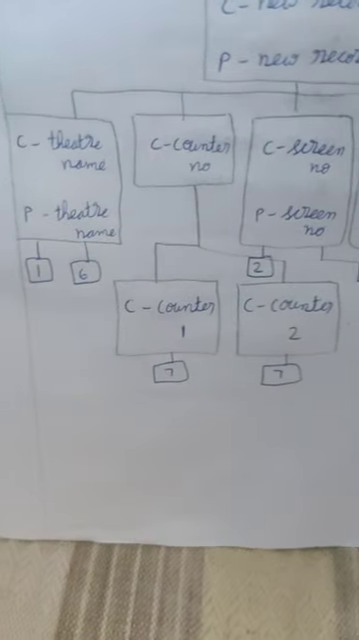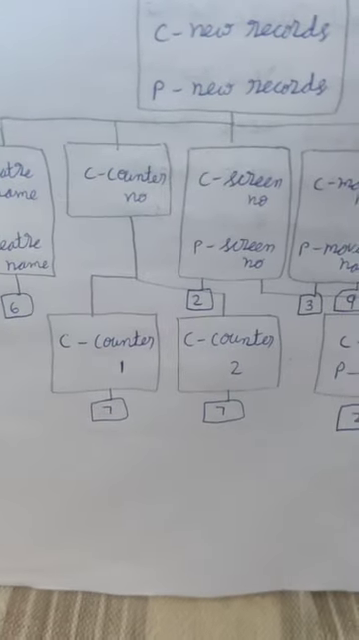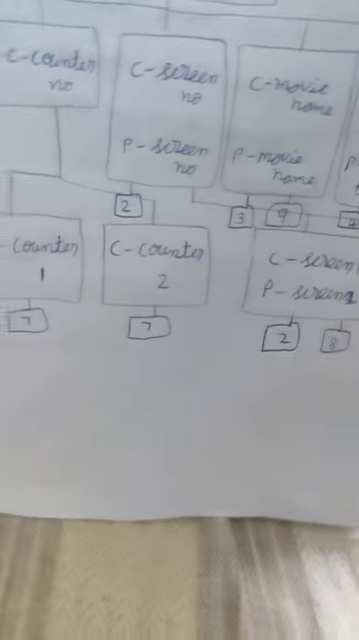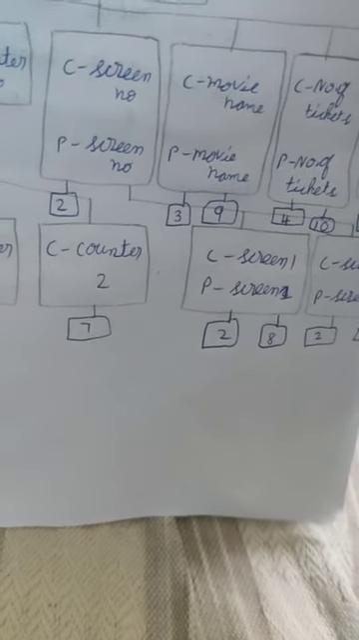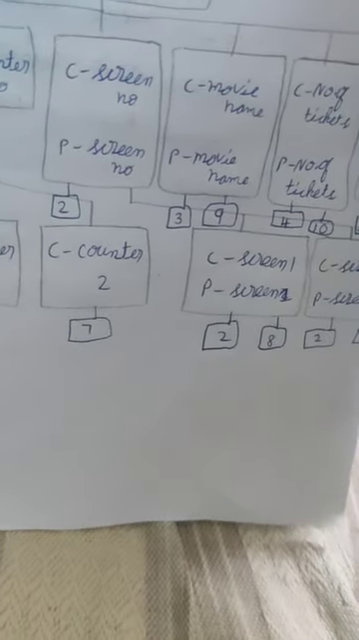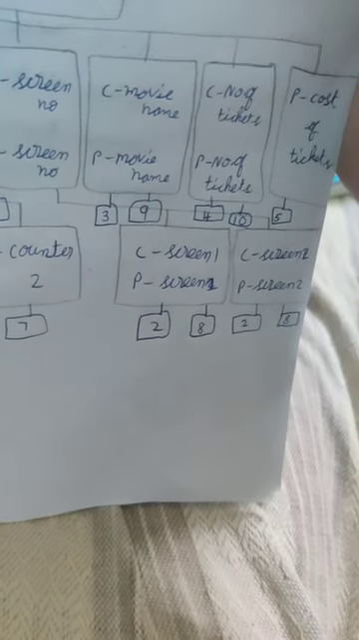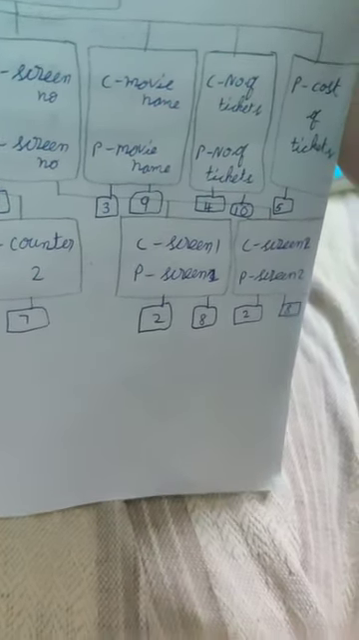In the first one, theater name, I have put number 1, and screen number also number 2. Then we take the movie name, so I put sequence number 3 there. Number of tickets booked, I placed 4. Next, cost of the tickets, 5.